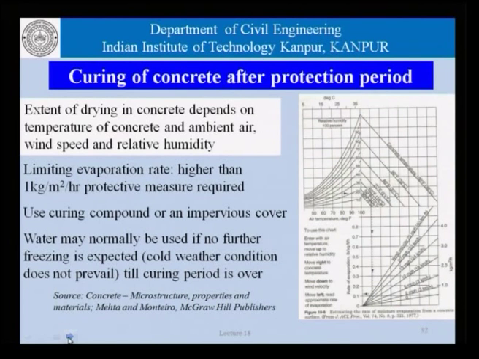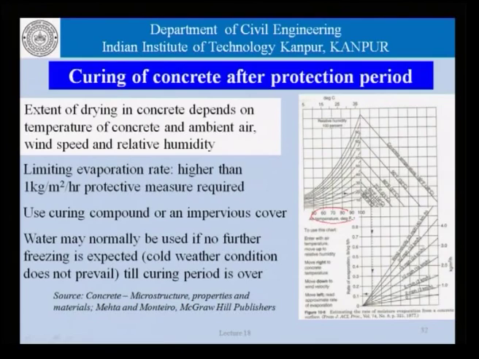This here is a chart which has been developed to better understand the curing of concrete after the protection period. The extent of drying in concrete depends on the temperature of the concrete and ambient air, the wind speed, and the relative humidity of the atmosphere. If the limiting evaporation rate is higher than a kg per square meter per hour, we need to have protective measures. How do we use this chart?